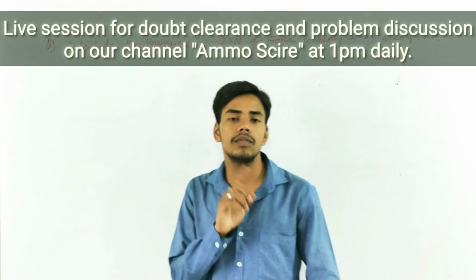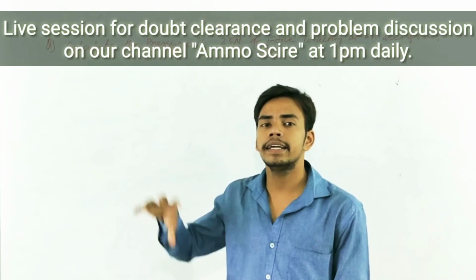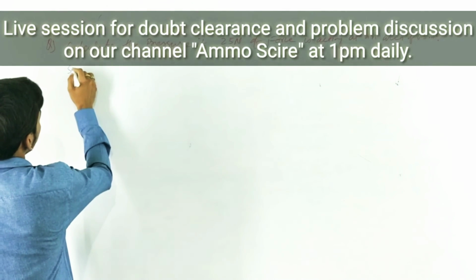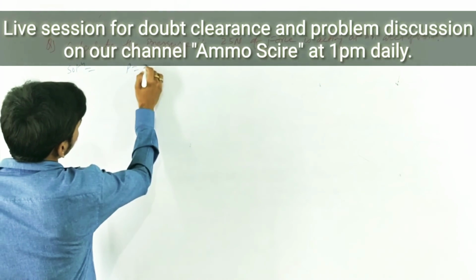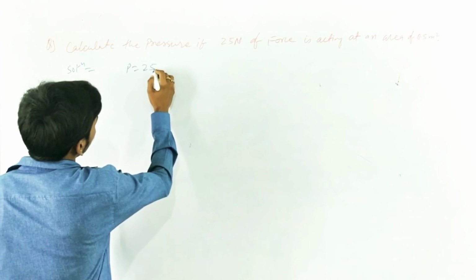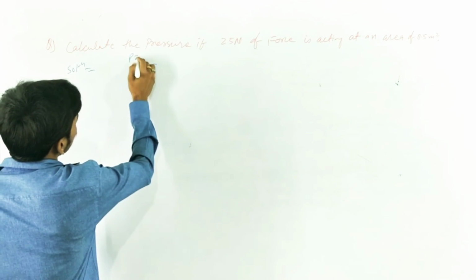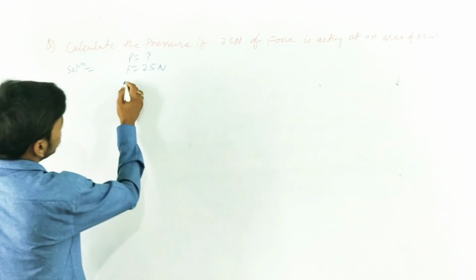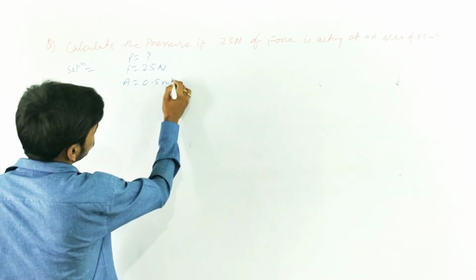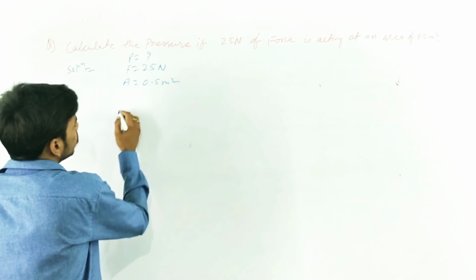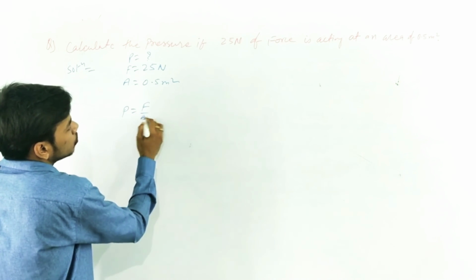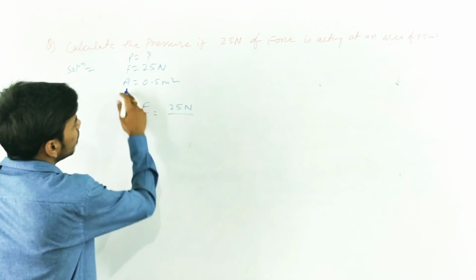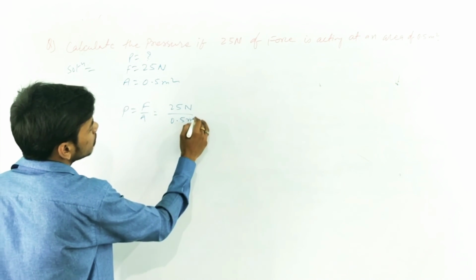Okay, so first of all, what you have to do, you have to collect the data that is given in the question. Such as here the given data is pressure is equals to question mark, force is equals to 25 Newton and area is equals to 0.5 meter square. Okay, and you guys know that the pressure is equals to force upon area, so we have to put the value of force, that is 25 Newton, and the value of area, that is 0.5 meter square.